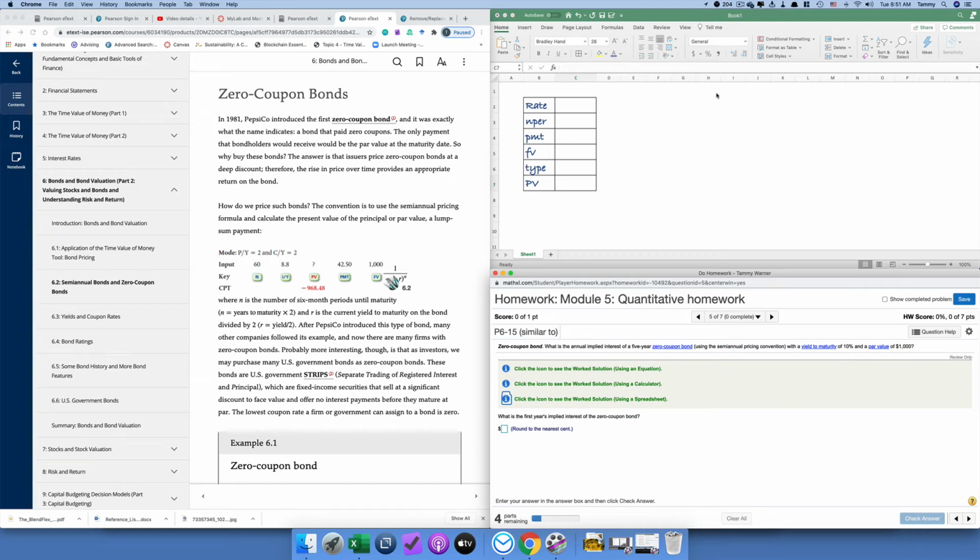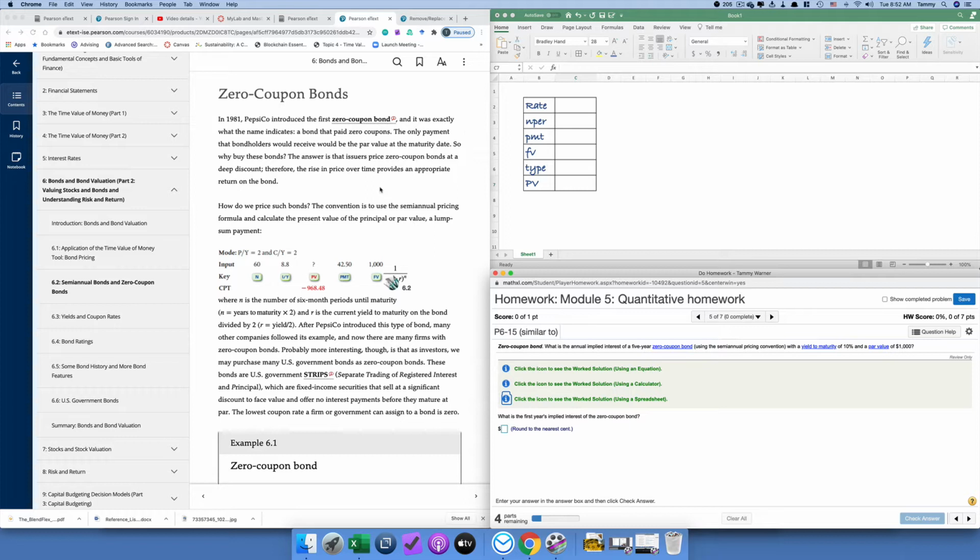Okay, there was a question on the homework for Module 5, question 5, which had to do with pricing a zero coupon bond. So here's the question down here. What is the annual implied interest of a 5-year zero coupon bond using a semi-annual pricing convention with a yield to maturity of 10 and a par value of 1,000? Okay. So we do this.